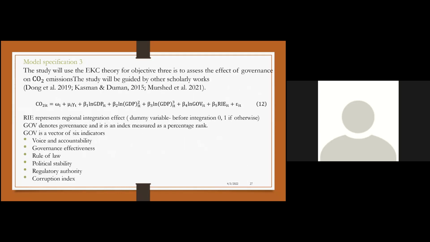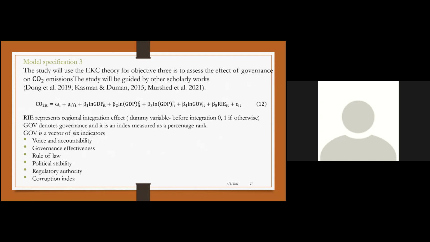So objective number 3, we will basically be able to test the Kuznets hypothesis. Remember, in our theoretical frame for the Kuznets hypothesis, we put y squared and y cubed. Those y's were gross domestic product, which will be measured in real terms. We need to test that, and that is the specification. And we introduced the governance.